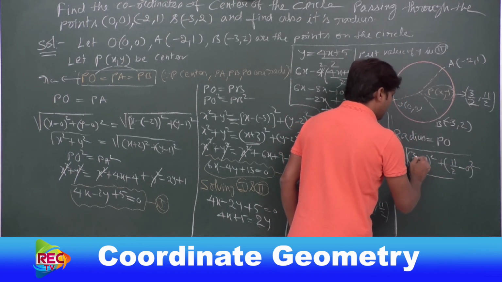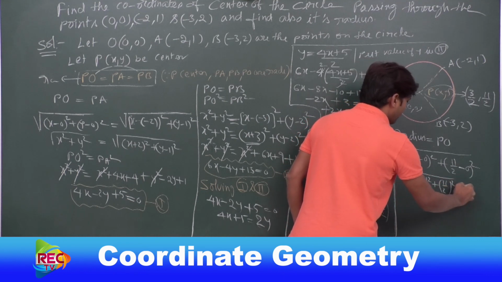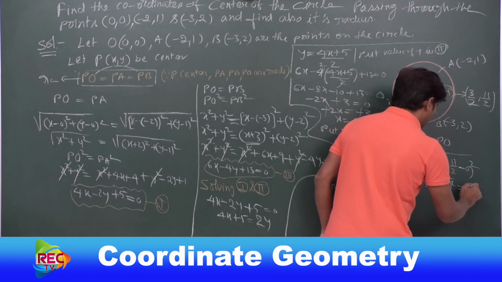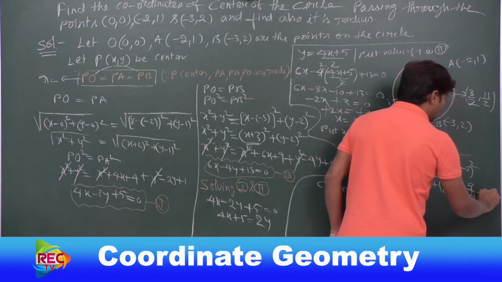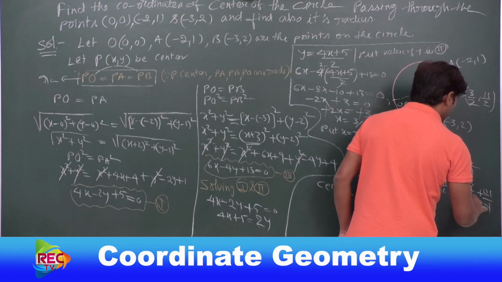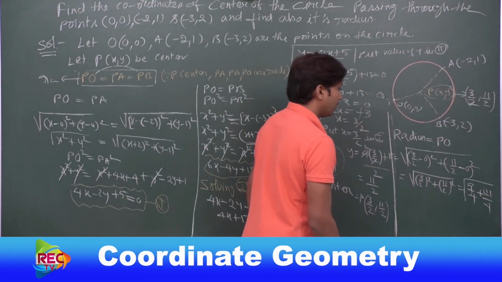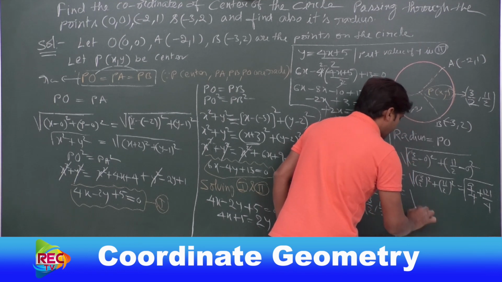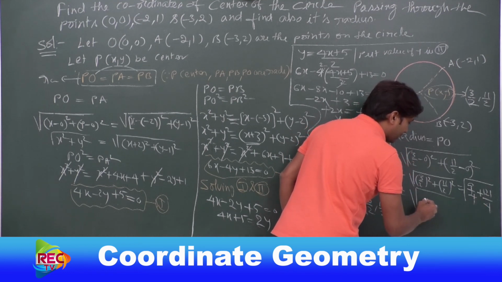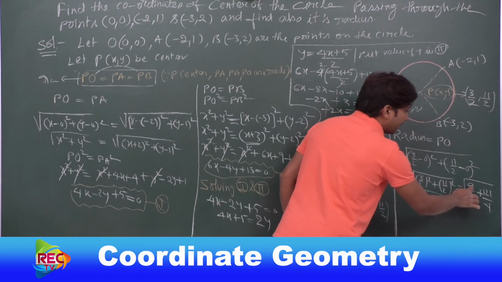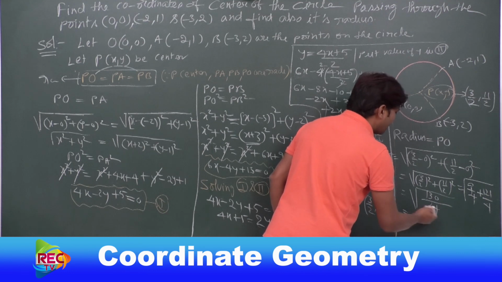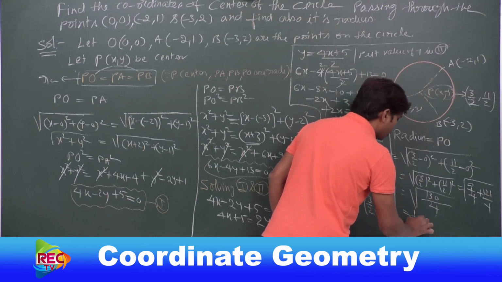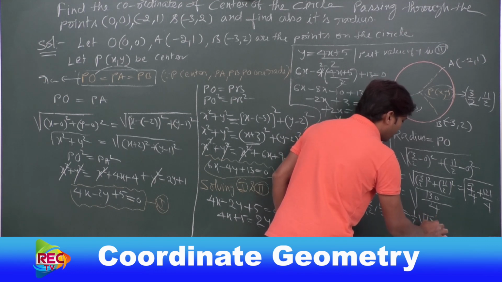Now this would be, under the square root, (3/2) whole square plus (11/2) whole square. (3/2) whole square means 9 upon 4, and 11 square would be 121 upon 4. Okay, under the square root. Since both are fractions inside the square root, we can take 4 in common: 9 plus 121, which is 130. Now we can take this 1/4 outside, so it becomes 1/2 root 130.